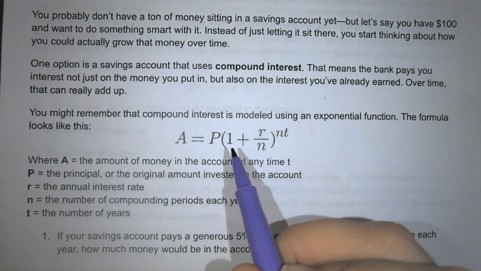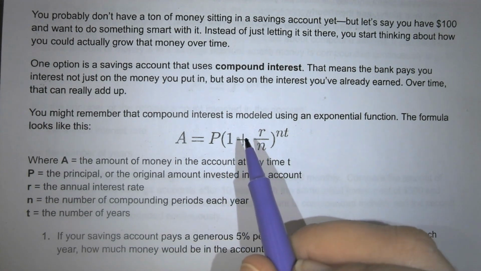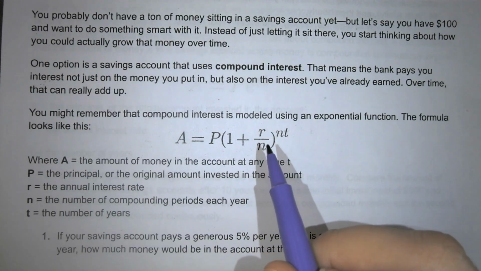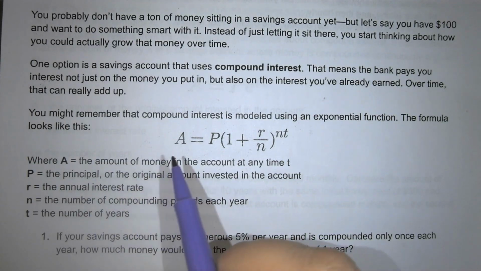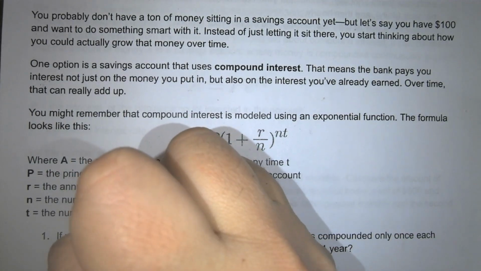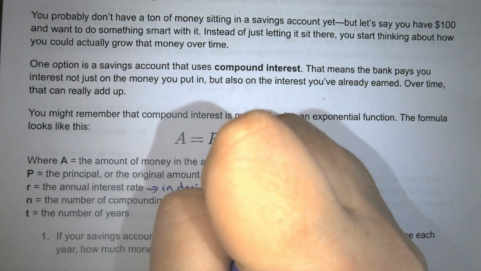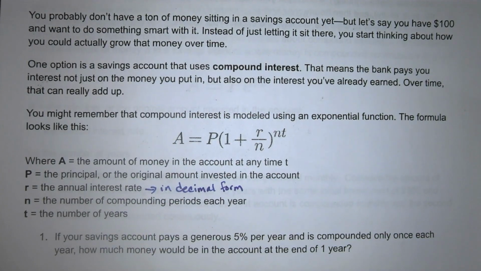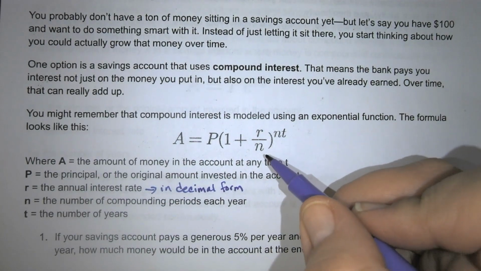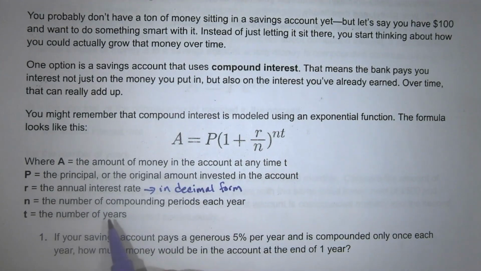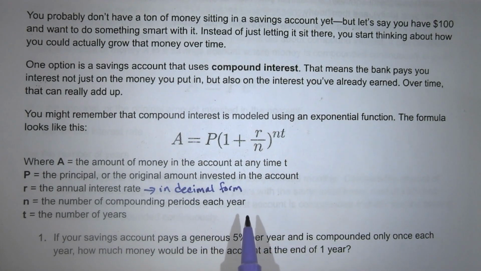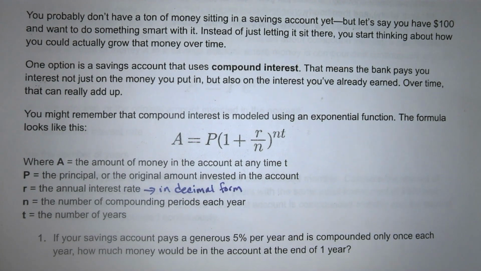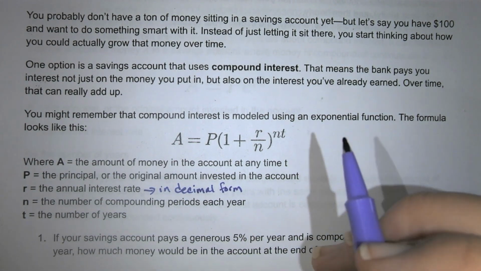The formula will always have a parentheses and a 1 here, and then it will always add on this fraction, where R at the top stands for the annual interest rate. So remember, annual just means in a year. And that interest rate has to be in decimal form. And then that goes on the top here. On the bottom is N, and N stands for the number of compounding periods each year. So they will tell you that in the problem, whether it's once, twice, 4 times, 12 times, or any other time that they're looking at.